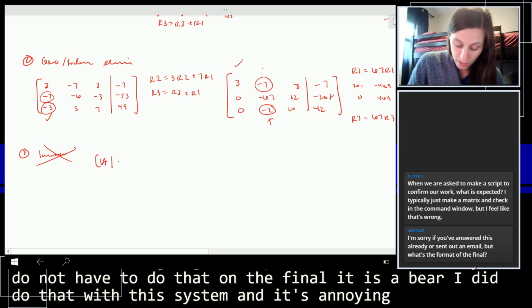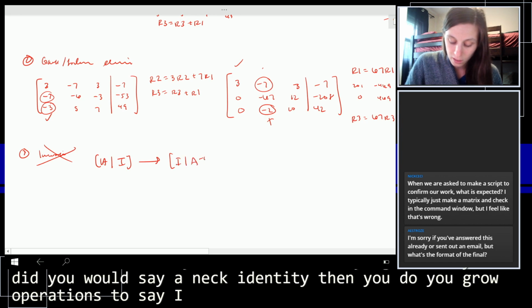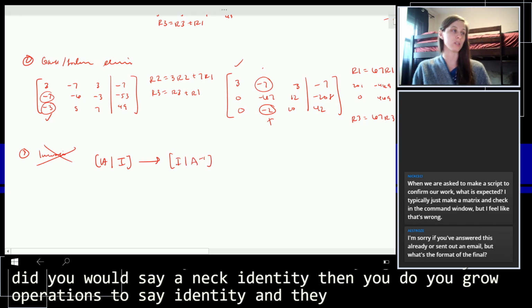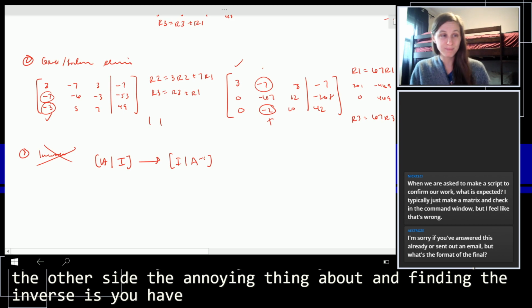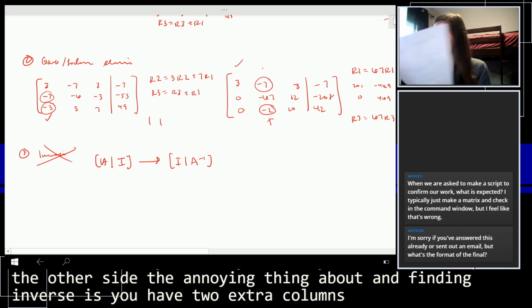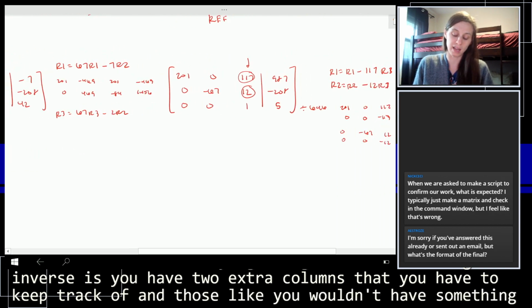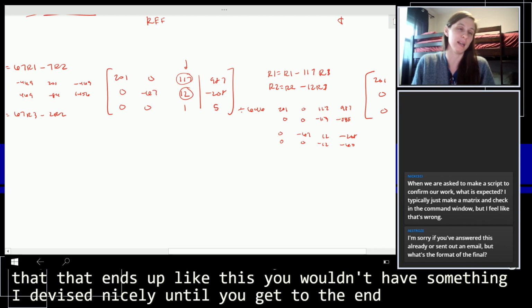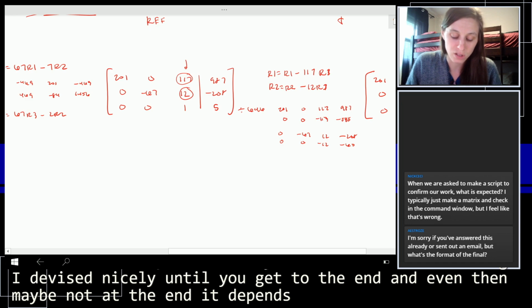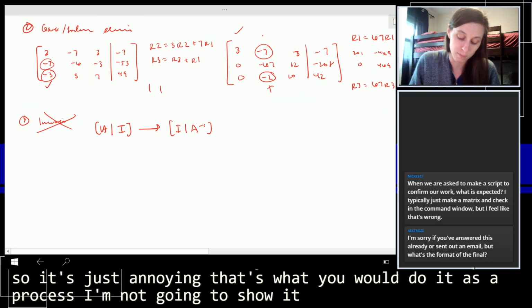But if you did, you would say A next to identity, and then you do your row operations to say identity, and then A inverse shows up on the other side. The annoying thing about finding the inverse is you have 2 extra columns that you have to keep track of. You wouldn't have something that divides nicely until you get to the end. And even then, maybe not at the end. It depends on what your numbers are. So it's just annoying. That's what you would do. That's the process. I'm not going to show it because you don't have to do it.